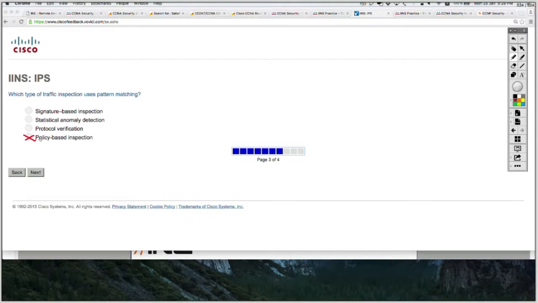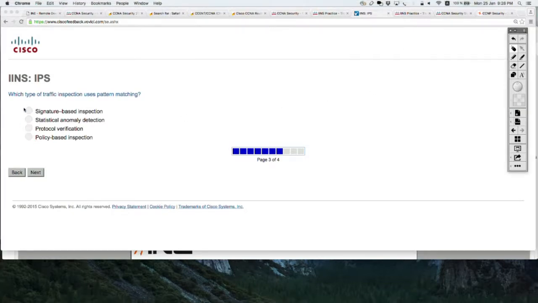Then statistical anomaly detection. This is basically for day zero attacks, so unknown attacks, which are not known. So there's no pattern to match those against. Then protocol verification. Protocol verification is used for RFC and sanity checks, not for pattern matching. So there you go. It should be signature-based inspection. And let's see the next one.